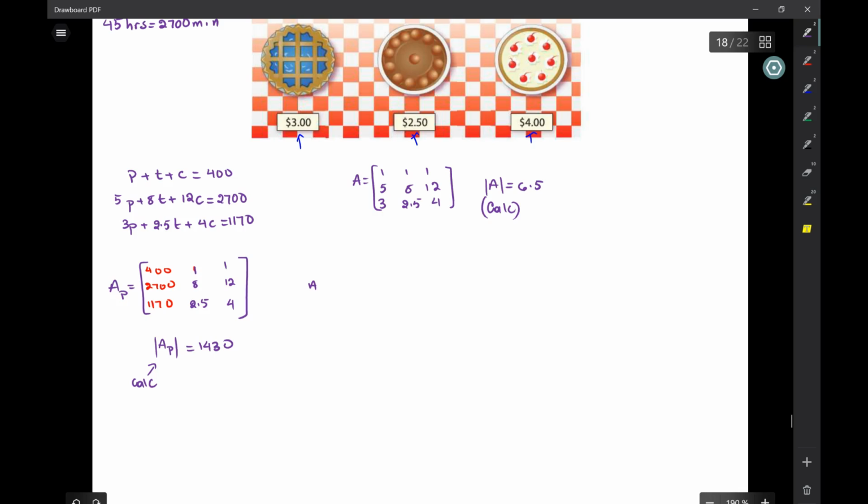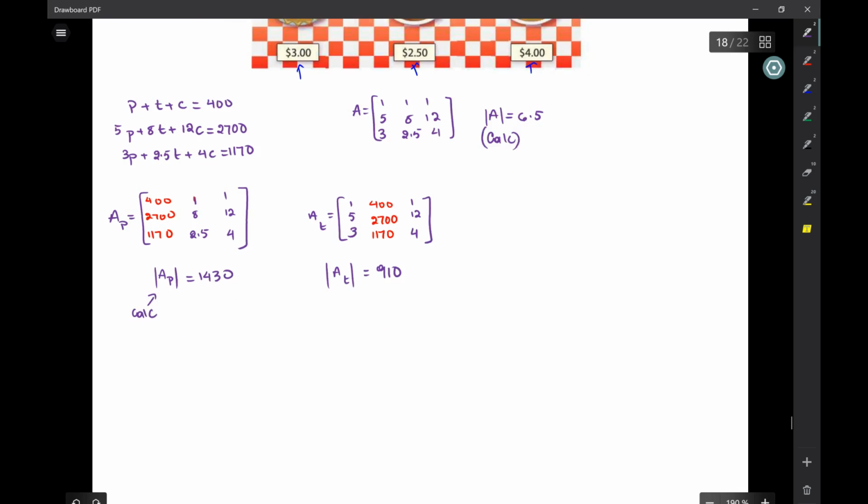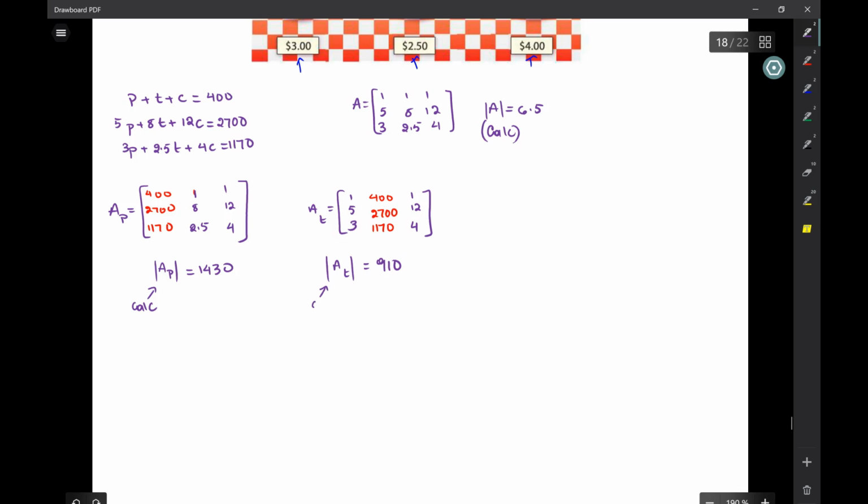Then A sub T. Now this first column is the same as A. The last column is the same as A, and only the middle column will get the coefficients. So here A sub T is going to be 910. I plugged it in my calculator. Did you guys see me? I know I'm quick.